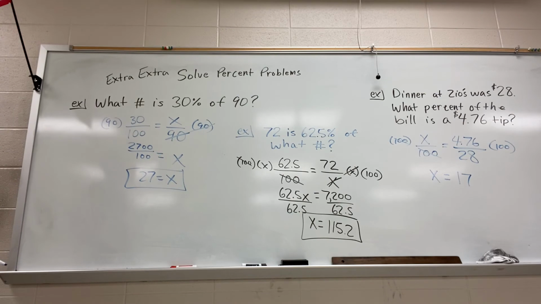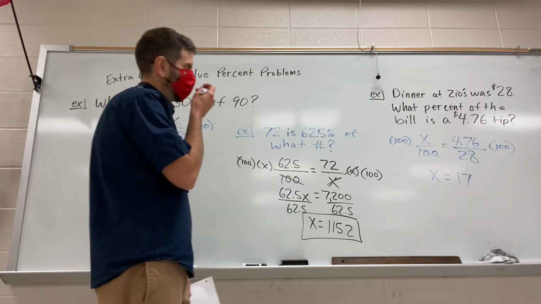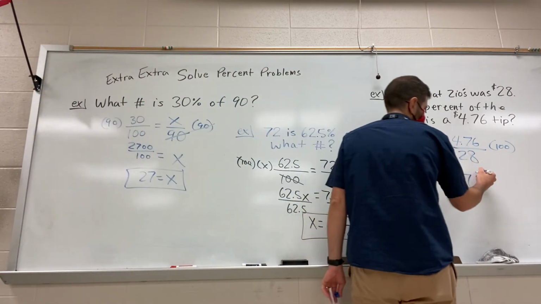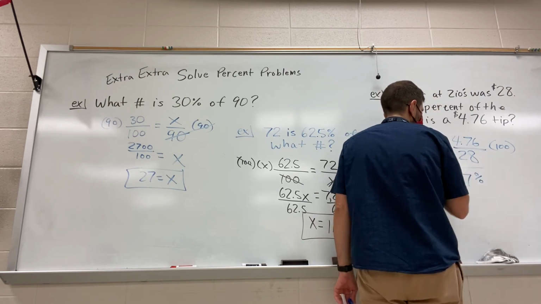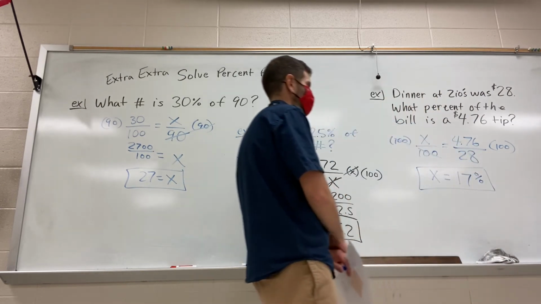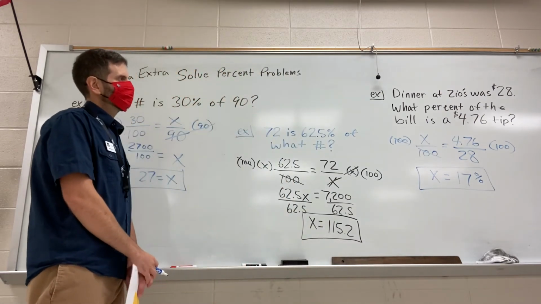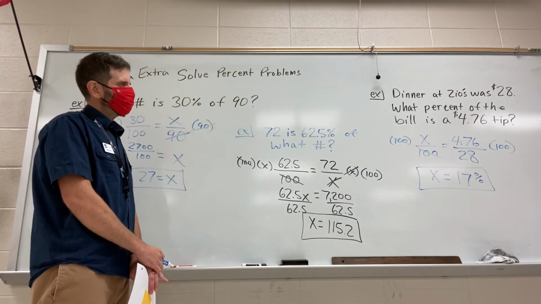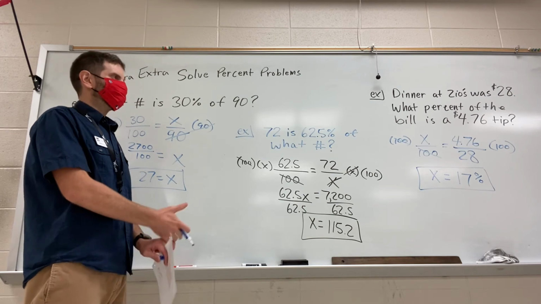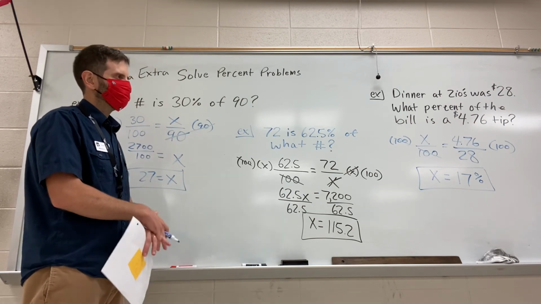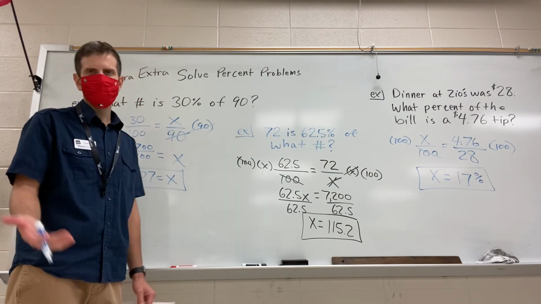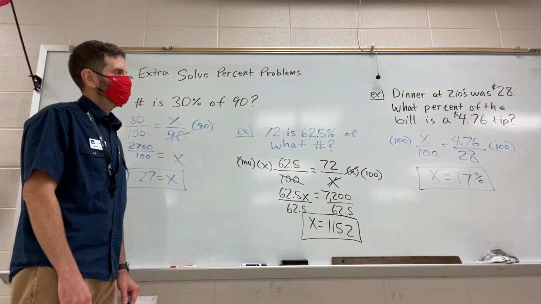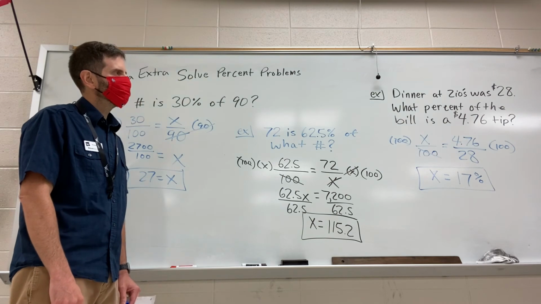It said what percent of the bill is that $4.76. So I'm going to put percent. It's a 17% tip. And I think nowadays they say that you typically should leave between like 15 and 20% is what they say is kind of normal tip rate at a restaurant. But it just kind of depends, I suppose.